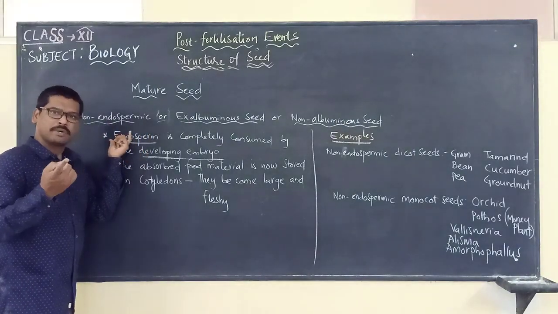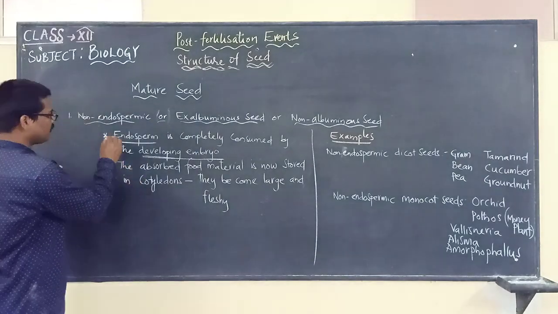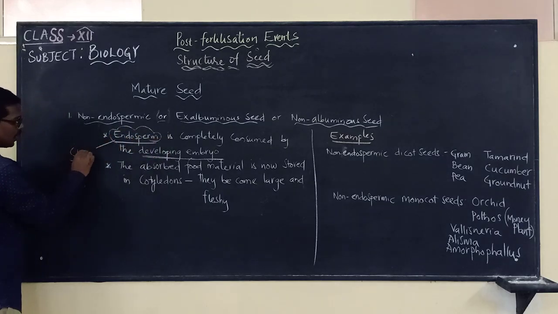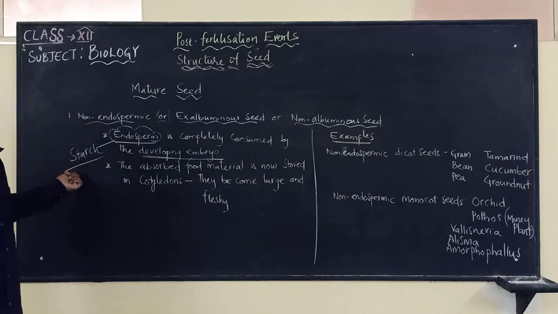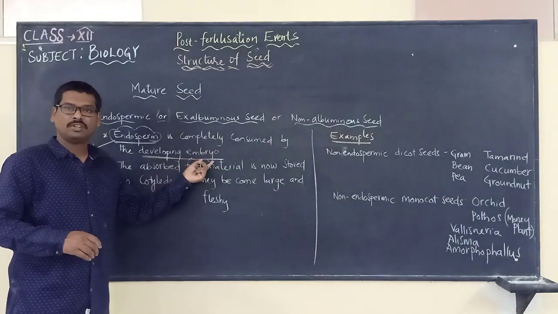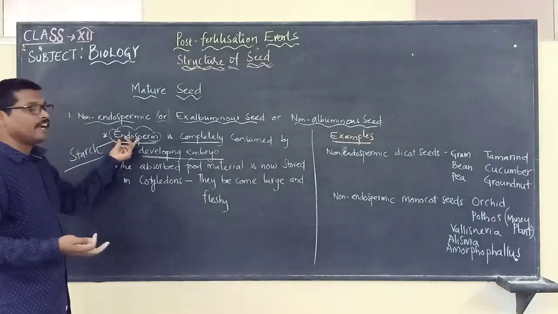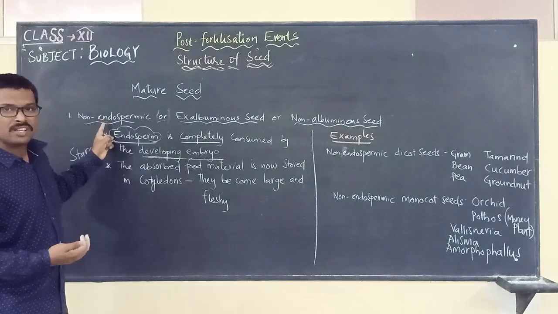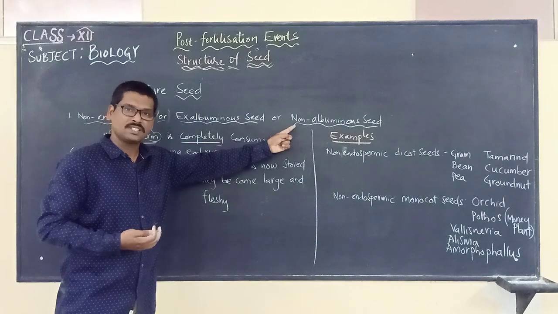Already we said what the endosperm is. It is a nutritive tissue rich in food material. What could that food material be? Please remember, it is the starch. Endosperm is rich in starch. So all that endosperm is completely consumed by the developing embryo. Once it is completely consumed, there is no endosperm. So when there is no endosperm in a seed, we call it a non-endospermic or ex-albuminous or non-albuminous seed.